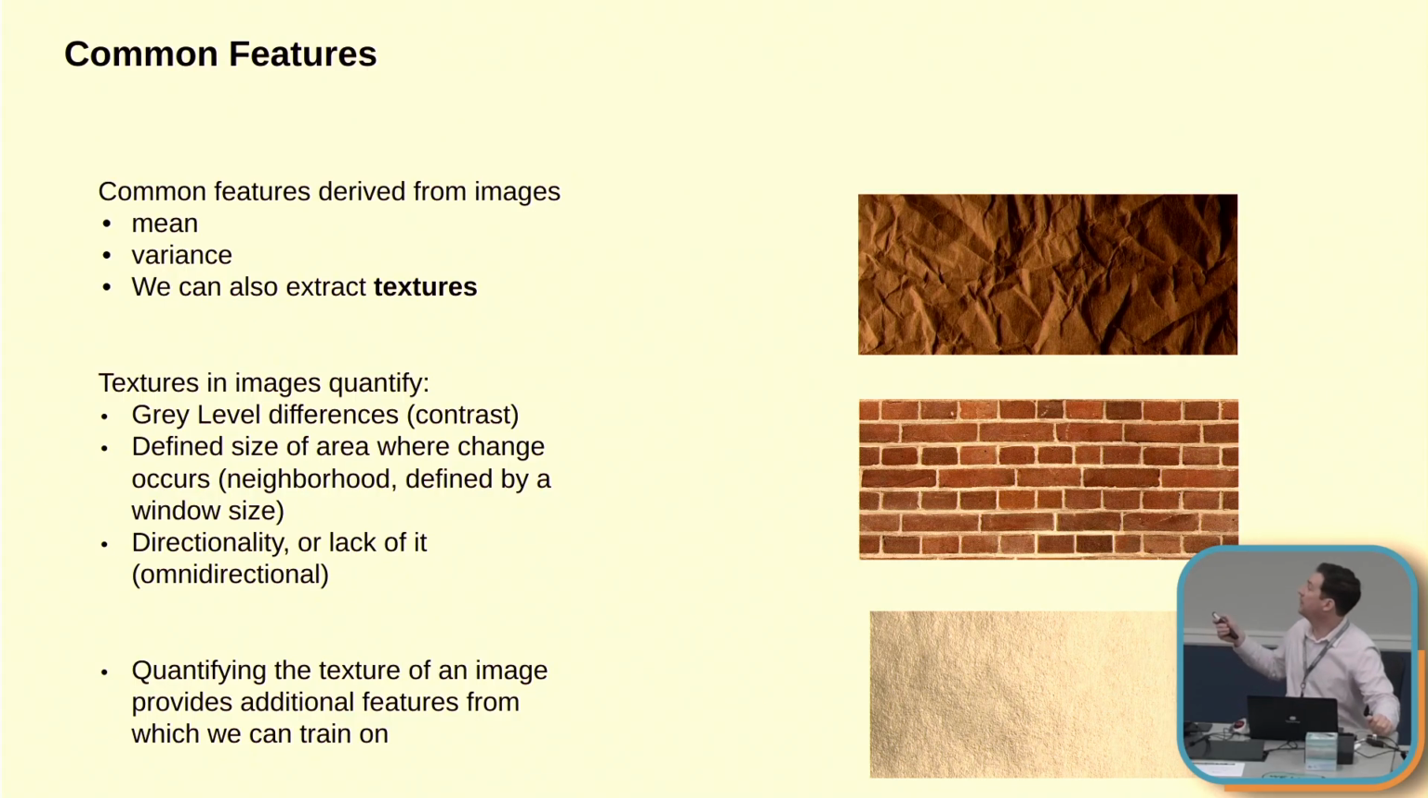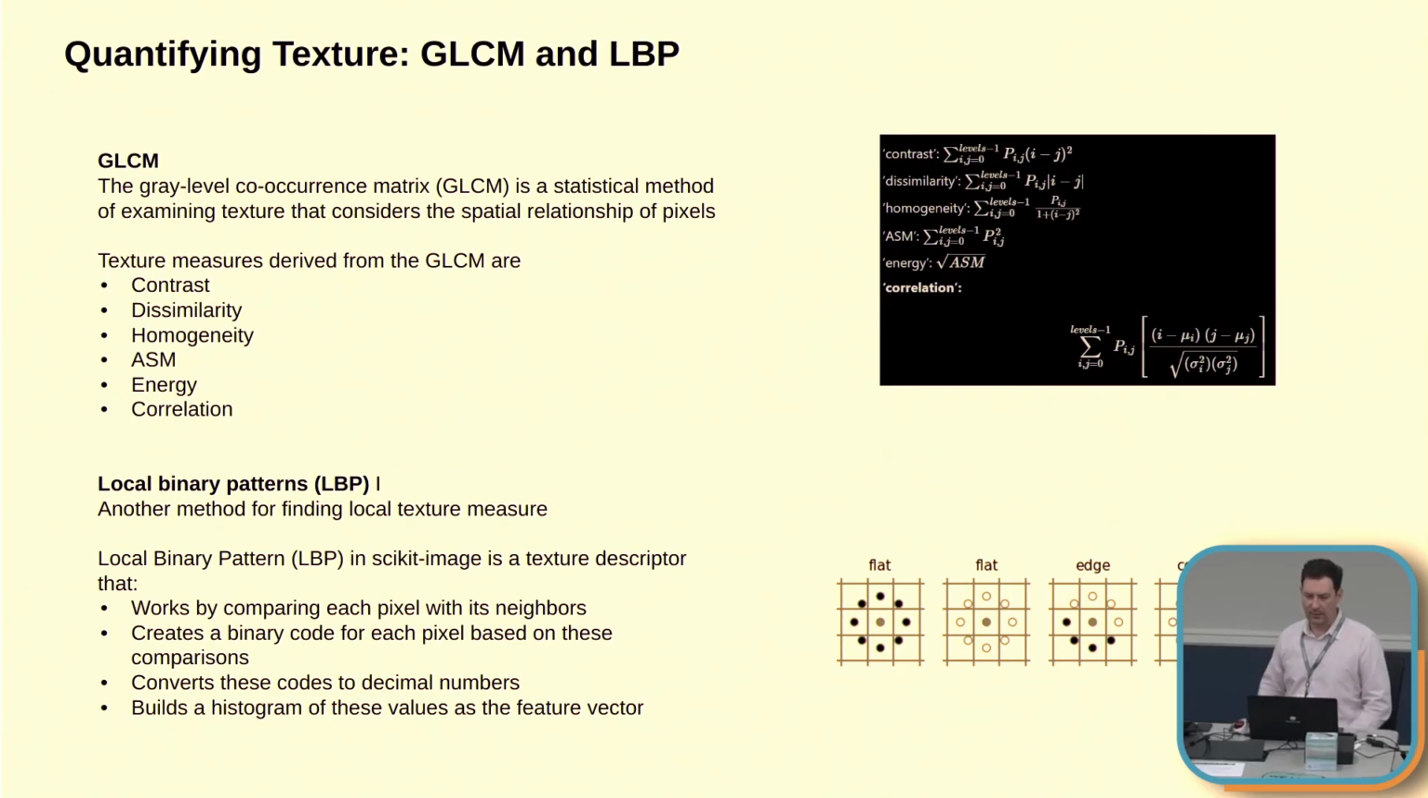So they're often defined by the size of the area where the change occurs, and directionality. And if we can quantify that, we can get additional features to build a machine learning model. So two of the texture feature algorithms I'd like to bring to your attention are the GLCM and the local binary patterns.